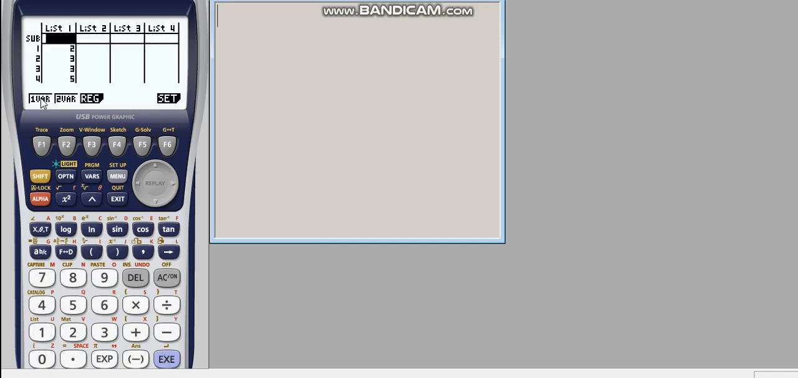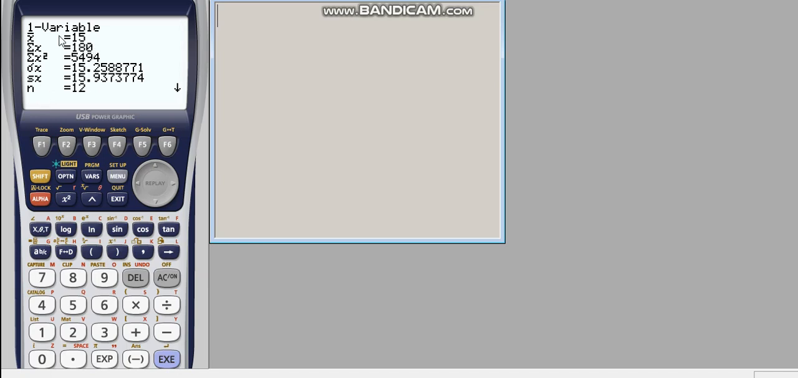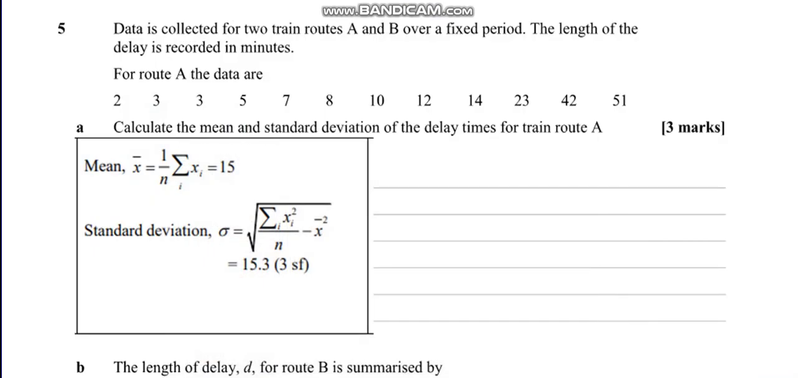Now I'm going to click 1 var, and it tells me the mean is 15, and the standard deviation is 15.93. But either of those are acceptable in an exam. Doesn't matter which, whether you use sigma x or sx. There's slightly different meanings, but examiners are happy to accept either because they're close enough. Okay, so let's go back to here. So there are your 2 answers, 15 and 15.93.